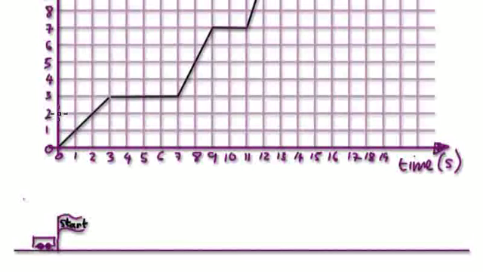You might be asked, what is the acceleration at 1 second, or what is the acceleration at 2 seconds? Well, the acceleration at 1 second is exactly the same as the acceleration at 2 seconds, because the gradient would be the same, so the acceleration would be the same.